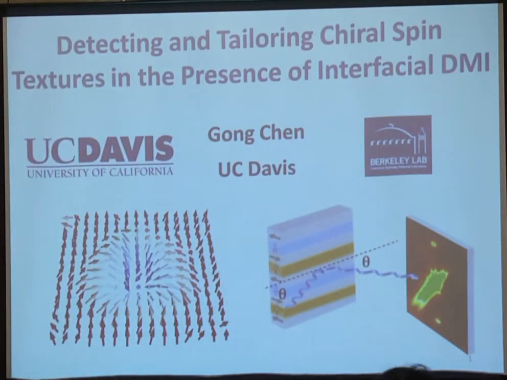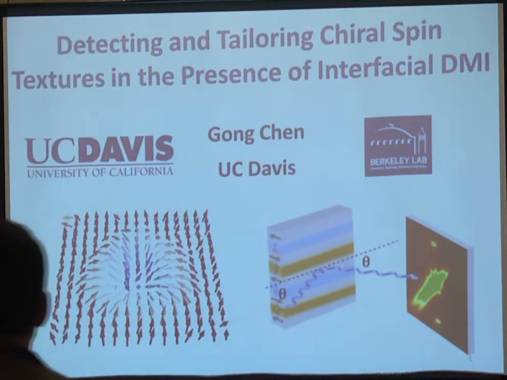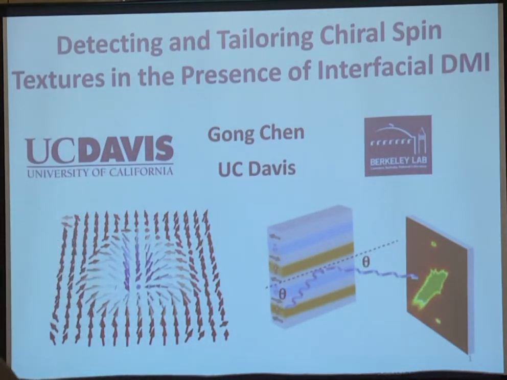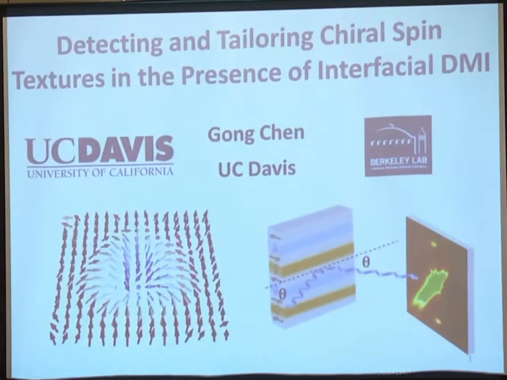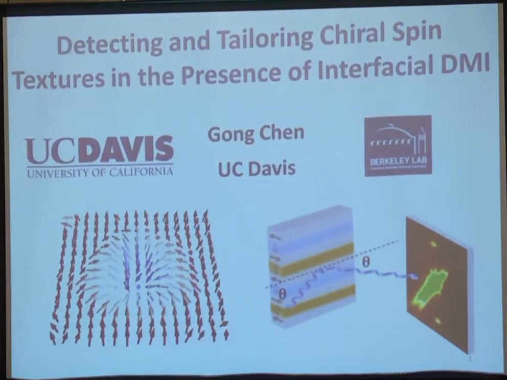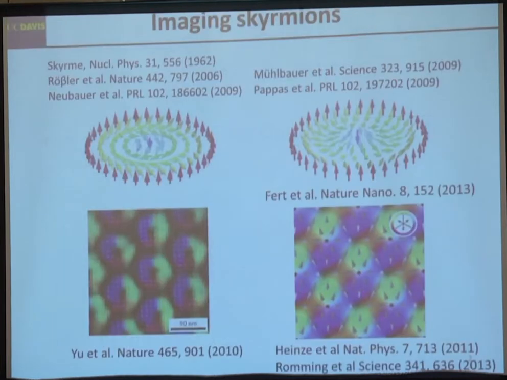In this talk, I'm going to show you our recent efforts using mainly a real-space imaging technique, spin-polarized low energy electron microscopy, to explore these structures on the surface of thin films. And in the second part, I will show you X-ray scattering, which allows us to determine if the sample has a chirality, or the sign of the DMI.